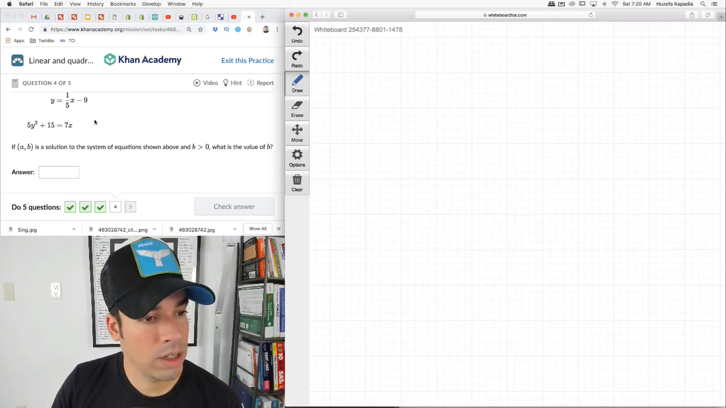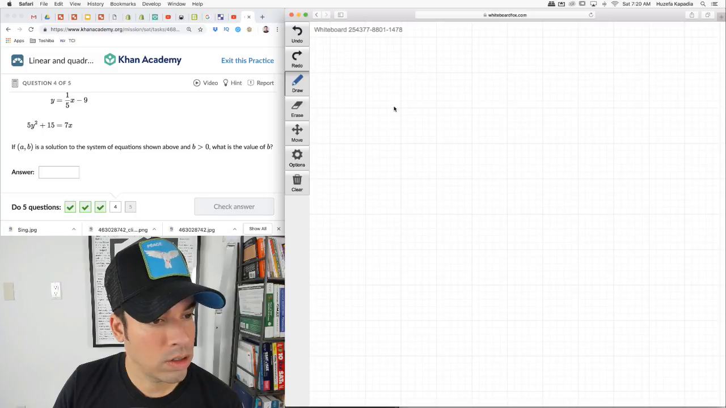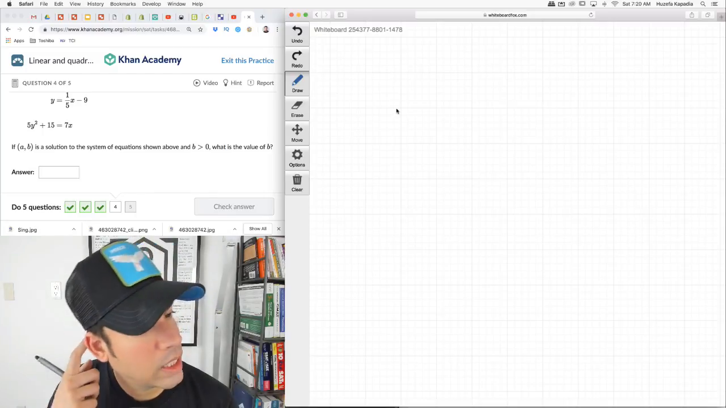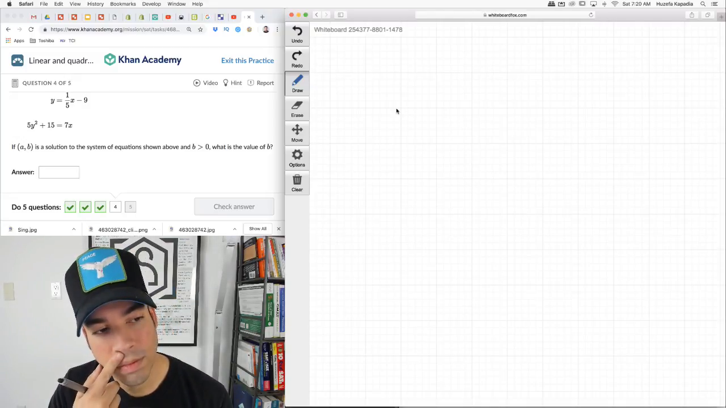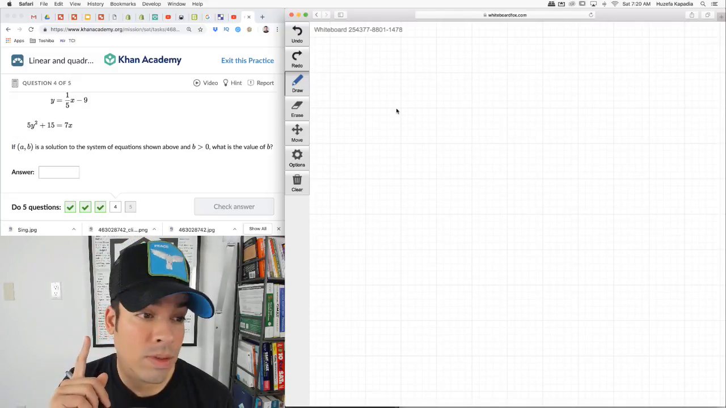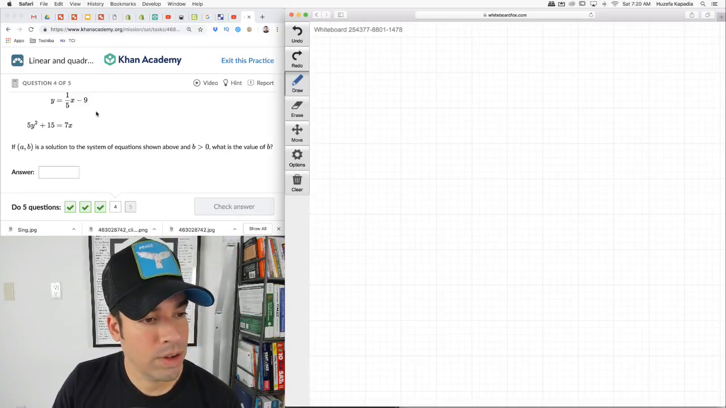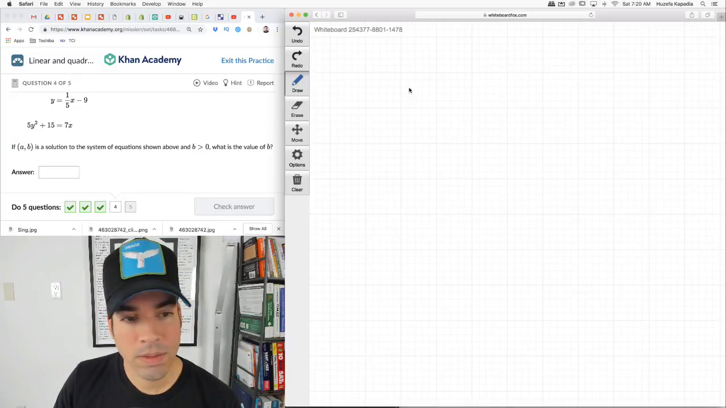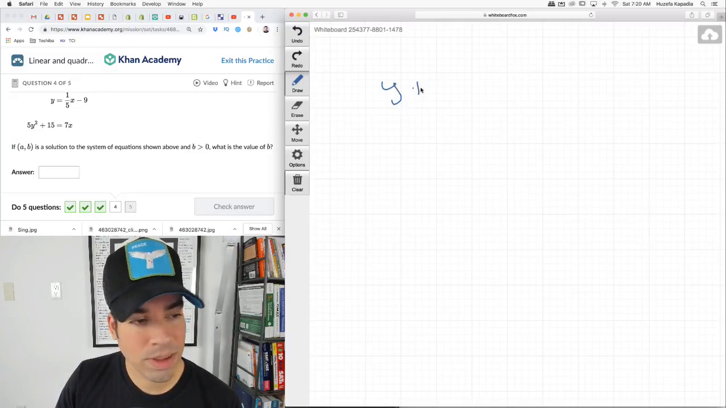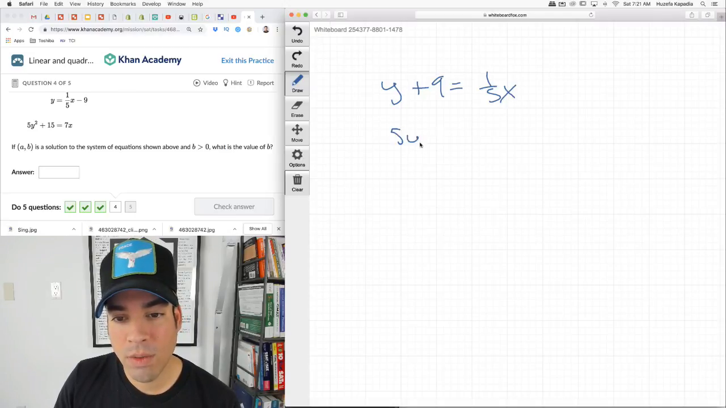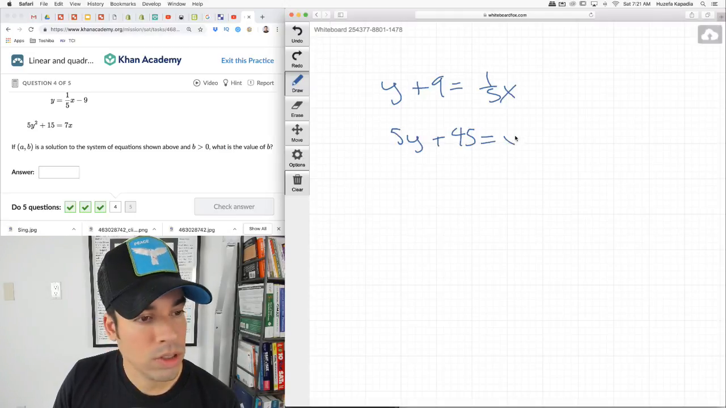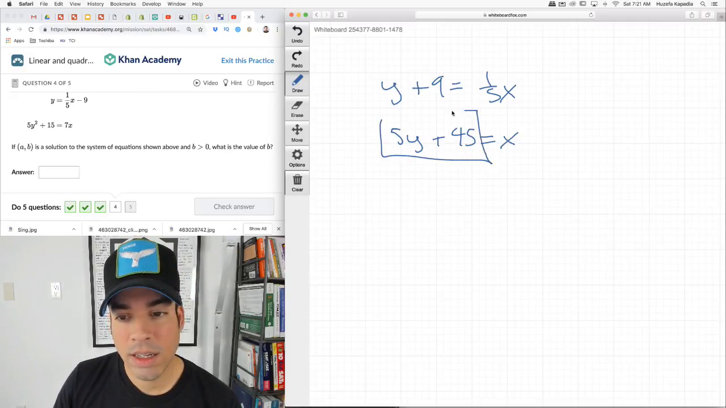So I'm going to plug in, and this is isolated already, so it's, oh no. Then I have to FOIL it. What's an easier way to do this? Let's do it the other way. Let's plug in for x and solve for y. It's much better. So I'm going to isolate x here, so it's y plus 9 equals 1/5 x. Multiply both sides by 5, and I get 5y plus 45 equals x. Now I plug that in over here.